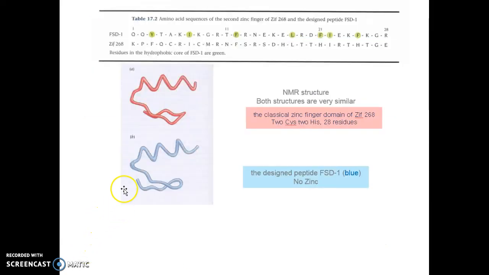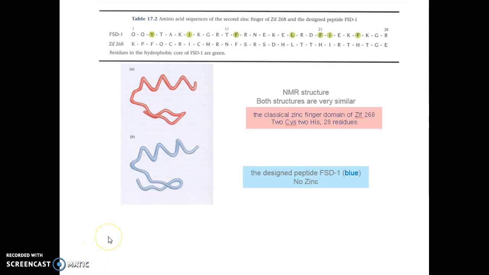The optimal sequence obtained, called FSD1, is shown in this table. In comparison with the classical zinc finger, FSD1 has no similarity to any known protein, including this classical zinc finger.